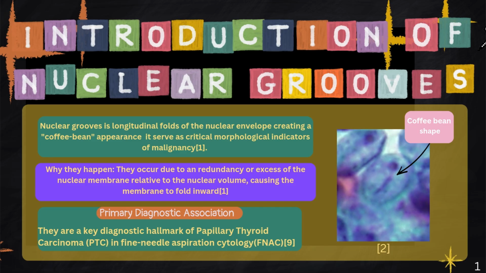When these grooves are prominent, they bisect the nucleus, creating a highly characteristic coffee bean appearance. From a pathophysiological standpoint, these grooves are formed due to a redundant or excess amount of nuclear envelope, which is relative to overall nuclear volume, forcing the membrane to fold on itself.